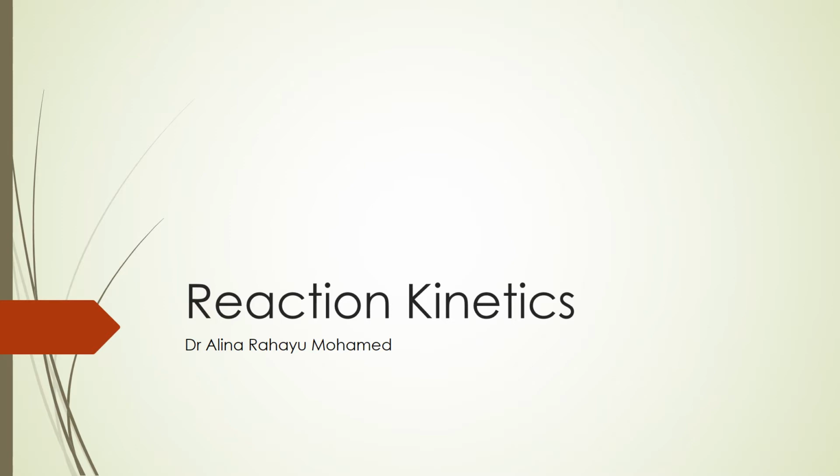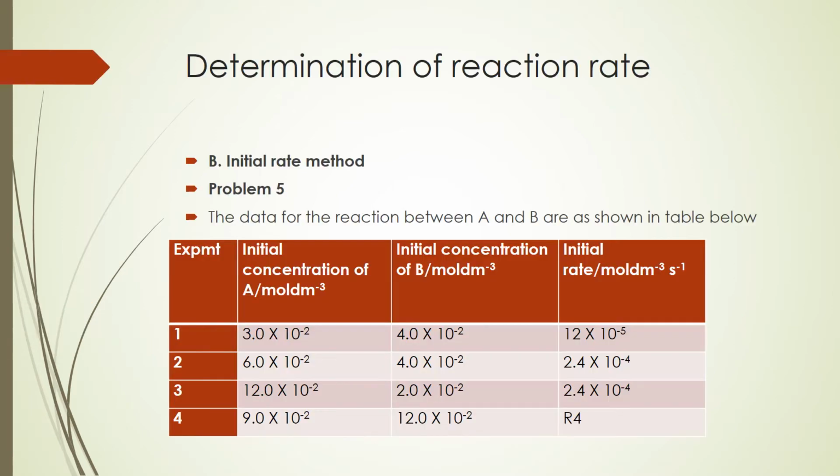So this is lecture 3 on reaction kinetics. This is the second method, the initial concentration method, or initial rates method. This is the next subsequent problem. We have here the data for the reaction between A and B as shown in the table below.